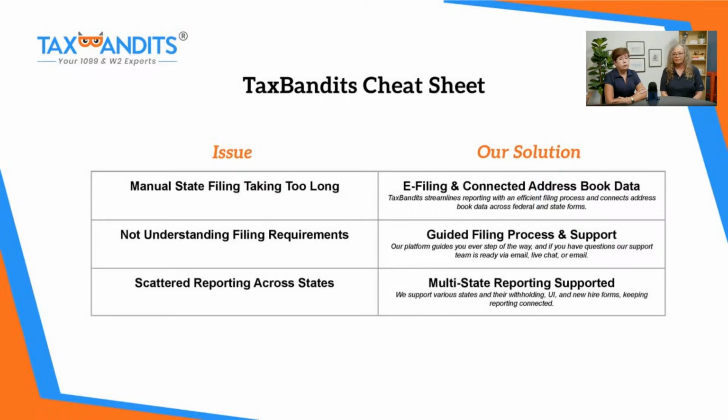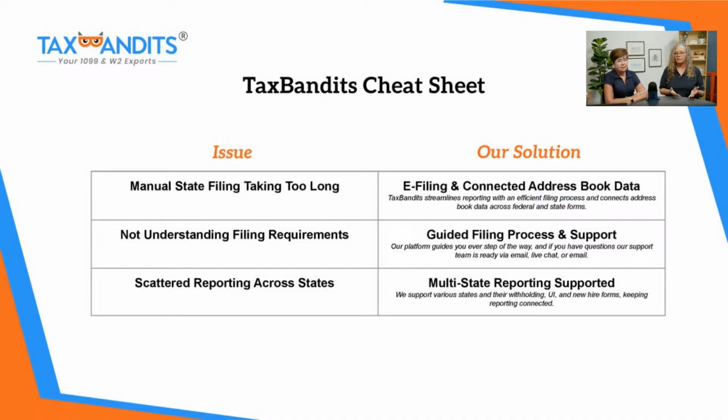And then this is just a little cheat sheet. If your manual state filing is taking too long, TaxBandits is an e-filer. We have a connected address book, so you just put your business information in there, and then you just click your business and file your form. It's super simple, easy. We can send you instructions if you need, no problem.